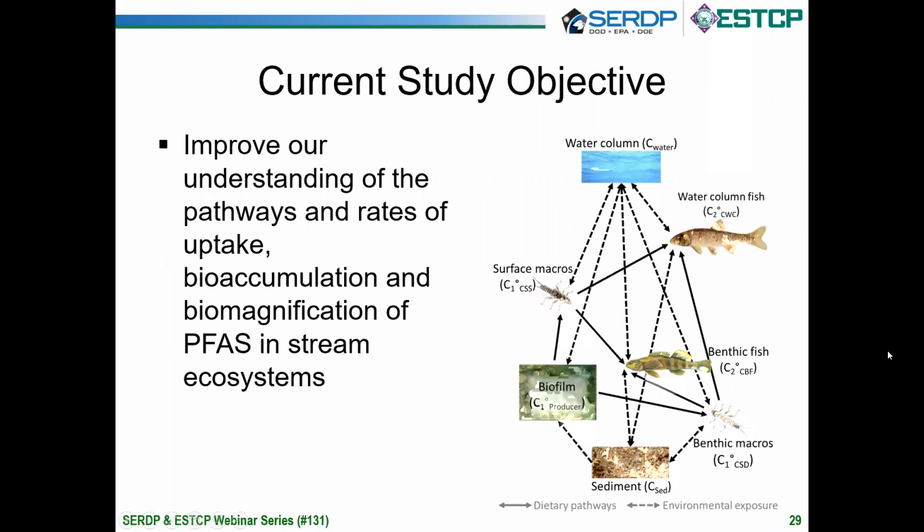So these critical unknowns informed the objectives of our ongoing SERDP-funded study with the objective of improving our understanding of the pathways, rates of uptake, bioaccumulation, and biomagnification of AFFF attributed PFAS in stream ecosystems. We are conducting 3 coordinated studies, which include a field study and 2 controlled experiments, and across all of these, analyzing for at least 14 different PFAS compounds, representing a variety of chain lengths, 2 polar head groups, and some that are not fully fluorinated.